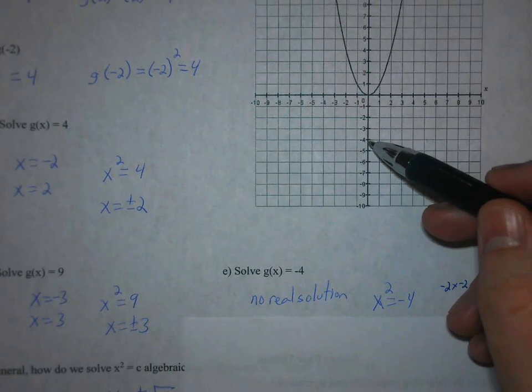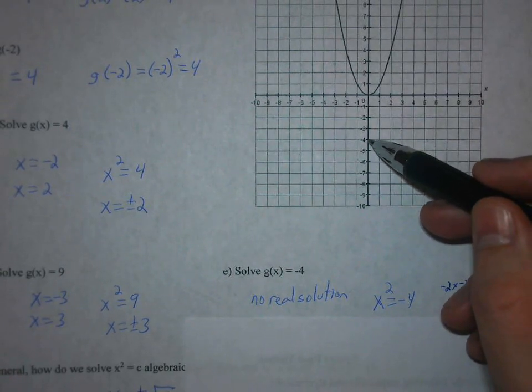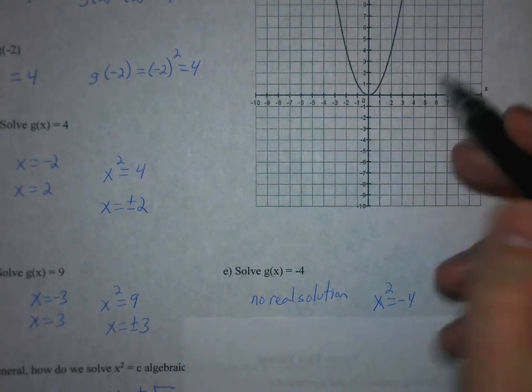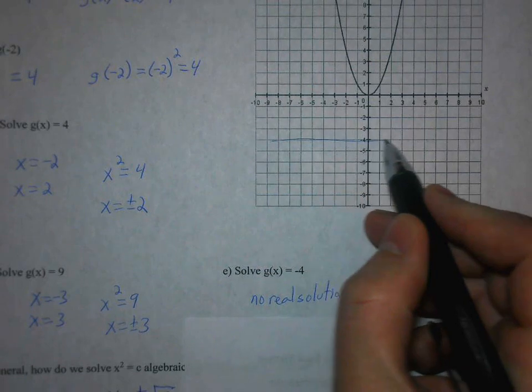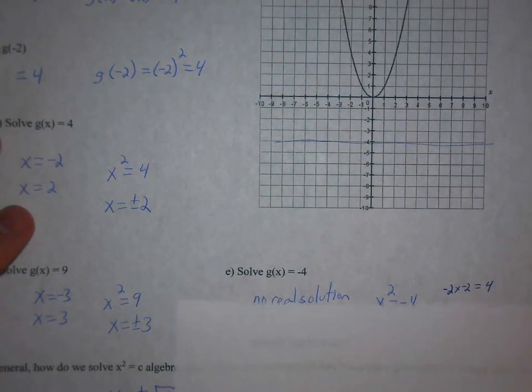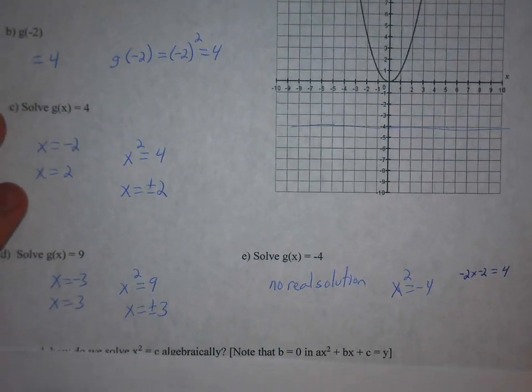Graphically, what we notice is, where does the y value equal negative 4? It's down here, and does our graph ever go through that y value? Negative 4 is down here, and our graph never goes through that. So that means there is no x value that will give you a solution. So again, what we say is no real solution.